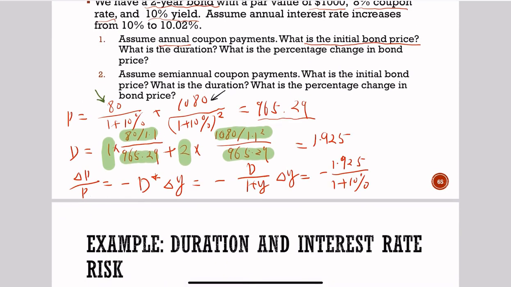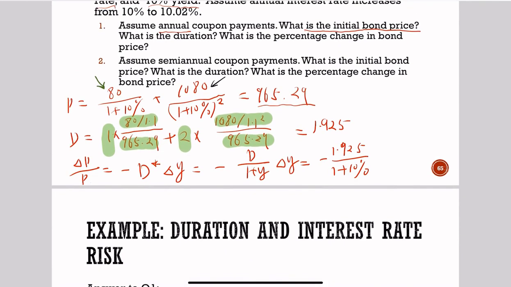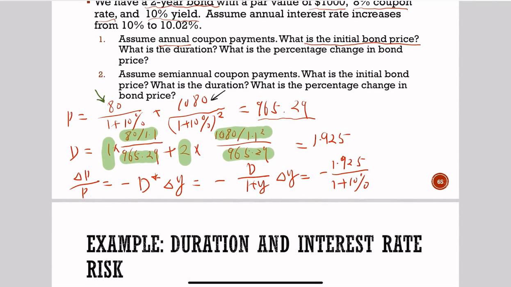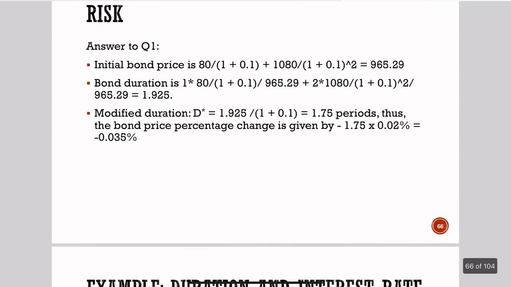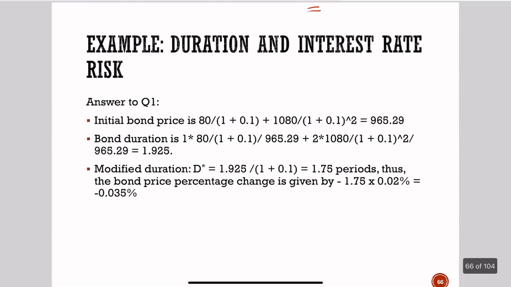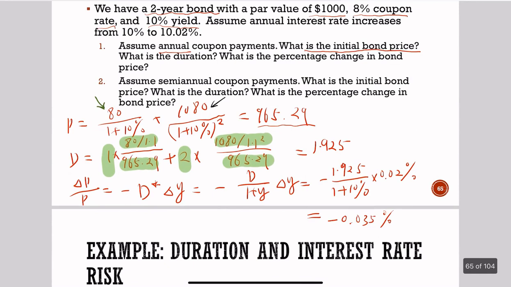Don't use the 10.02% yield. And the change in yield is 0.02%. So this gives us, let me see, minus 0.035%.